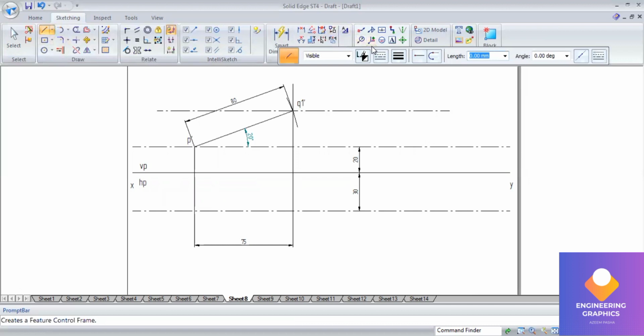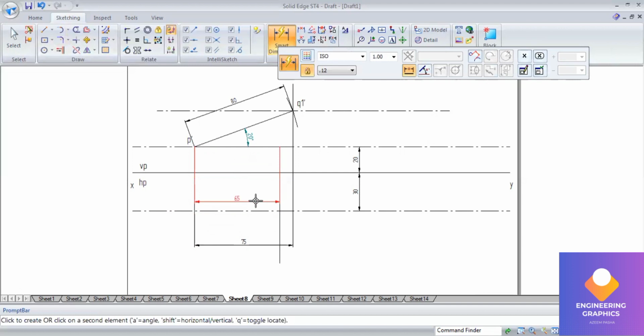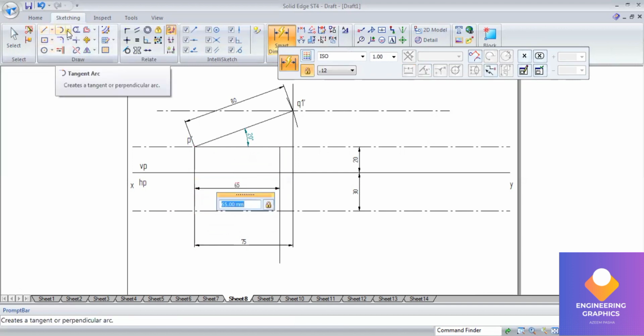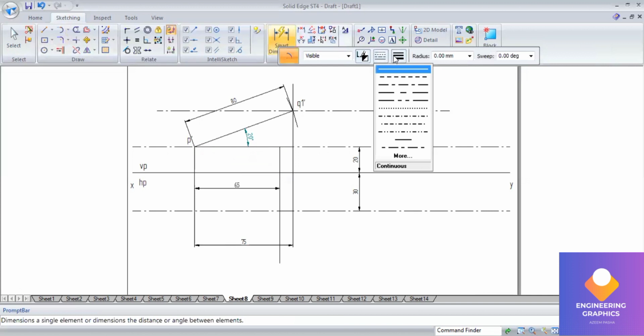Now again, I'll be drawing another apparent length. I consider another apparent length in front view. So I'll consider the length of 70, and I will draw a vertically straight line downward. So go to arc by center. This is 65. Okay, 65 and 75. There are two apparent lengths.